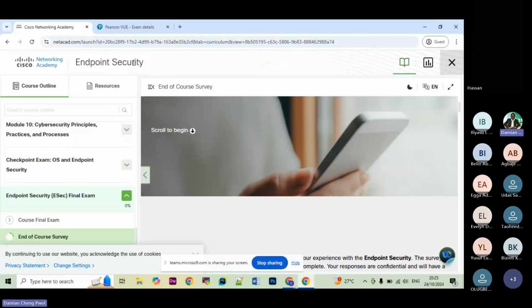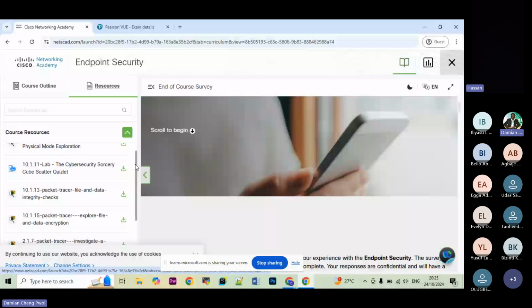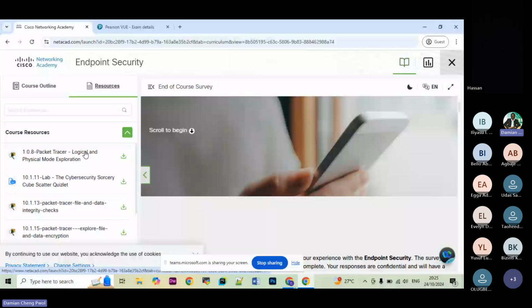Then I talked about the resources. There are resources you can look at. I mentioned that yesterday. You can download Packet Tracer. You can also read a PDF document. So just take your time and look at all of this. So that is it for this part.